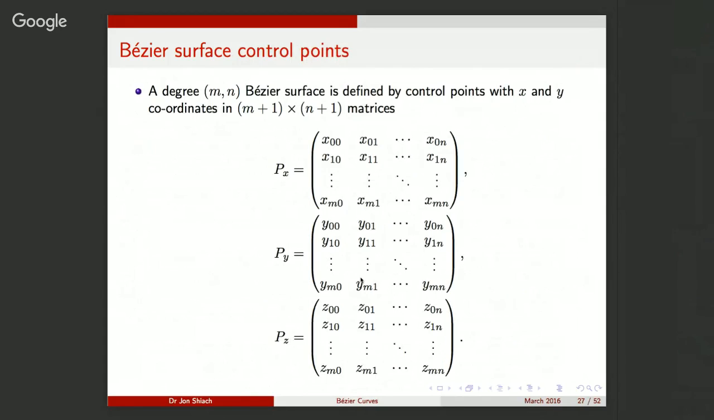Okay, so our control points this time take the form of matrices. So rather than having coordinates, what we need is an mn Bezier surface needs m plus 1 by n plus 1 matrices. So one for x, one for y, one for z. So remember, we've got 3 dimensions now. Okay, so these are our control points, or our coordinates of our control point.